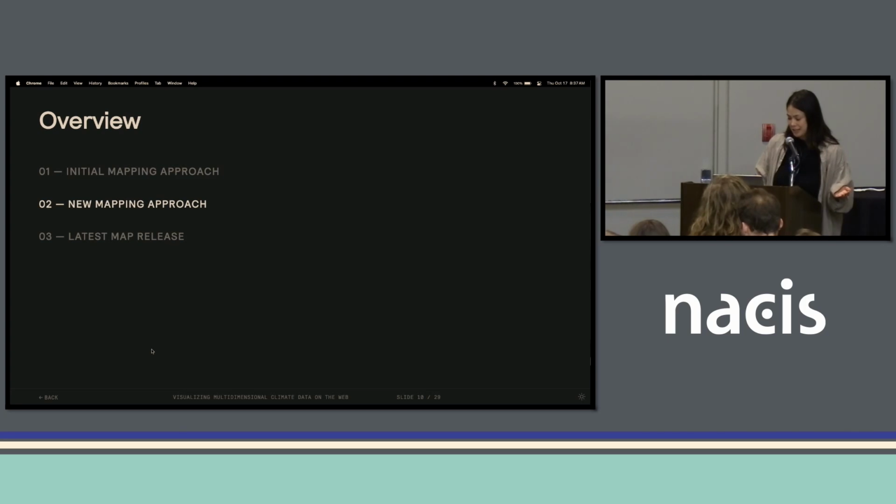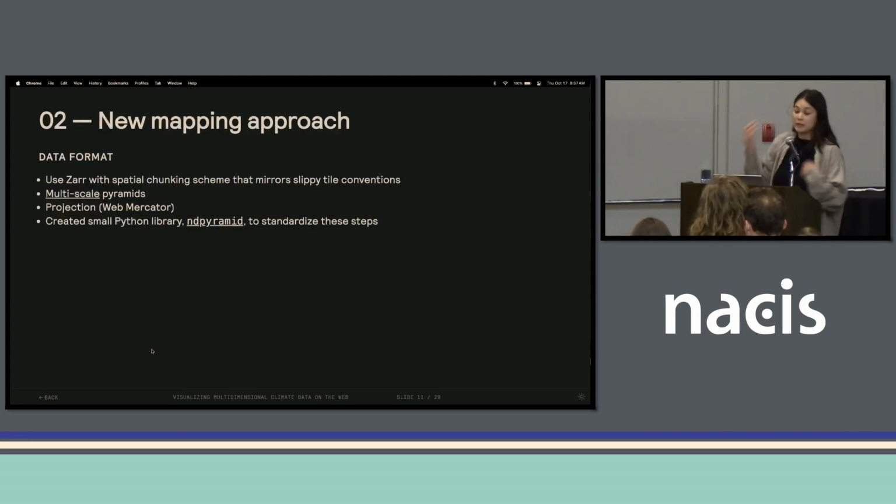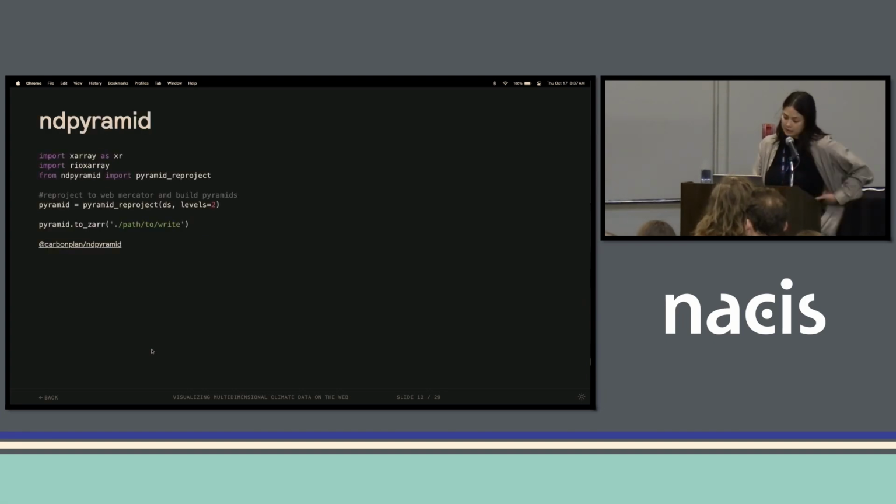It turned ours. So this idea led us to think about a new mapping approach where we would use Zarr with a chunking scheme that mimics slippy tile conventions and then pyramid them, so create multiple copies at different resolutions, project it to WebMercator for some mapping requirements, which I'll get into in a bit. And this is just a standardized set of requirements that we were able to put into a really small Python utility called ndpyramid to produce Zarr pyramids that meet these requirements.